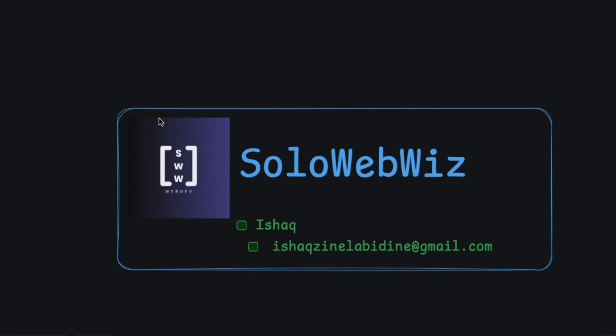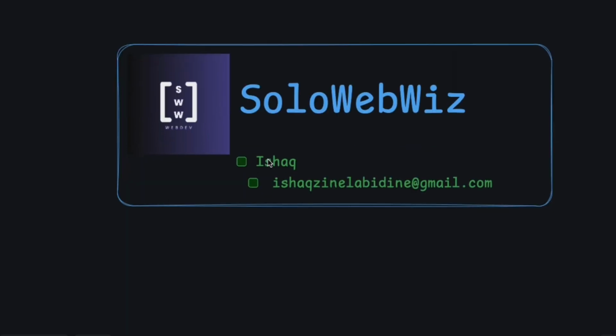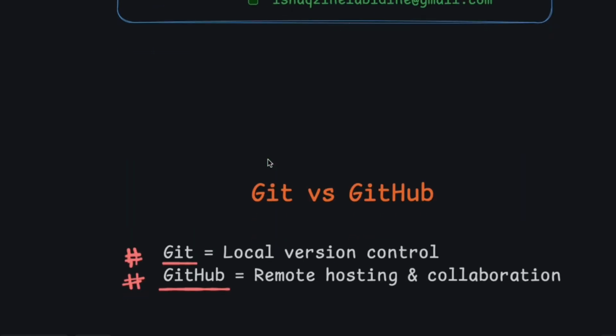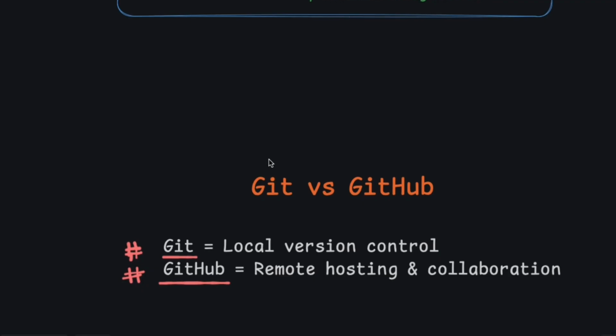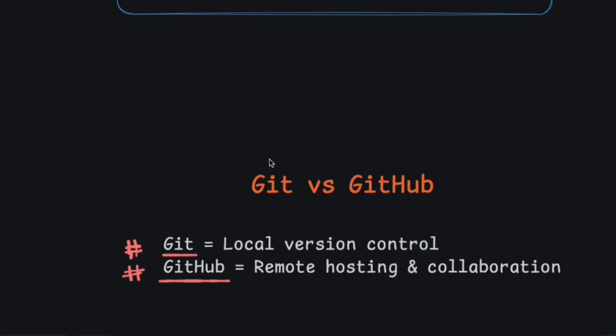Now, without any further ado, let's jump right in and get started. But first, let's clear one of the biggest confusions among beginner developers, which is what is the difference between Git and GitHub. They sound similar, but they are actually two completely different things. As I mentioned here, simply, Git is a local version control system, and GitHub is a remote hosting collaboration platform. What I mean by that, let me show you here.